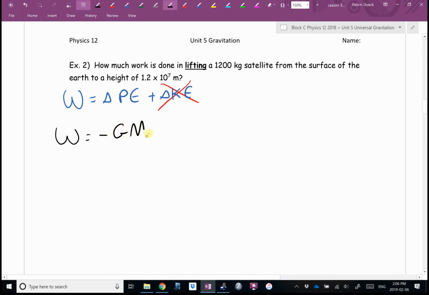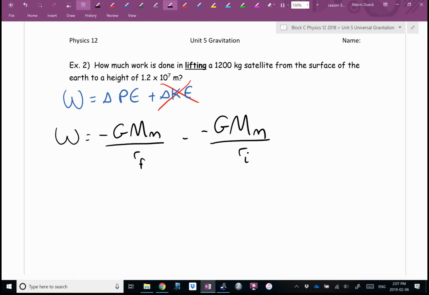Negative big G, big M, little m over R final minus negative big G, big M, little m over R initial. Final minus initial. Now you do notice in the middle we get a minus minus, which is a plus, and that's good because we do want to end up with a positive answer. It should take work to lift something up there, and that's what's going to give us that.